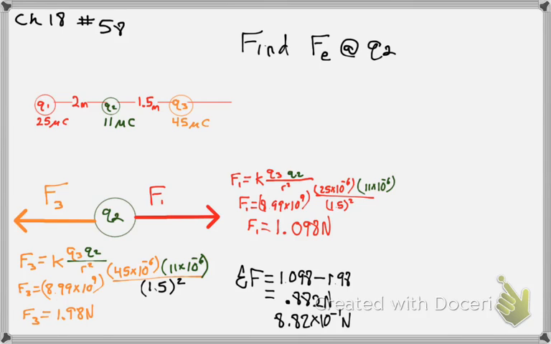Then the question asks you what would happen if the 11 microcoulombs were negative without any further calculations. Without any further calculations, the only thing that would change is because it's negative, it's going to be attracted to the other charges. So all our numbers are just going to be the opposite. So instead of getting 8.82 times 10 to the negative 1 newtons to the right, our answer would be 8.82 times 10 to the negative 1 newtons to the left.